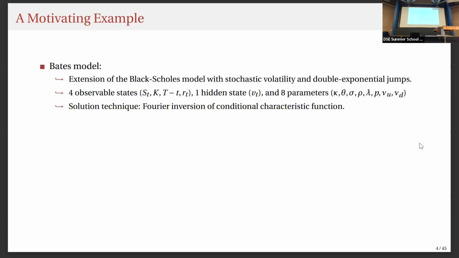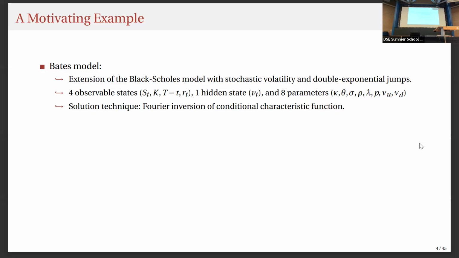All right, so let me put some numbers on the table. What is the level of the challenge of this problem? Depending on your perspective, you may or may not think this is a challenging problem. This is a problem with 4 observable states, 1 hidden state, and 8 parameters. So if you count the parameters and the states together, this is a 13-dimensional problem potentially. By any traditional metric, this is quite a challenging problem. I would say at least until 5-10 years ago, this was a problem that people really struggled with in terms of doing serious estimation.